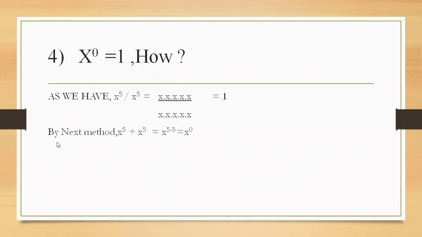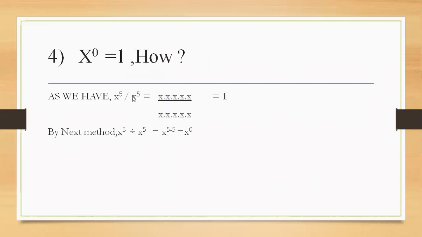Now by the next method, x to the power 5 divided by x to the power 5 means the base x only, and we have to subtract their powers. 5 minus 5 is x to the power 0. Look here, the question is the same, x to the power 5 divided by x to the power 5. The answer came 1 here, and by using the laws, it comes x to the power 0.